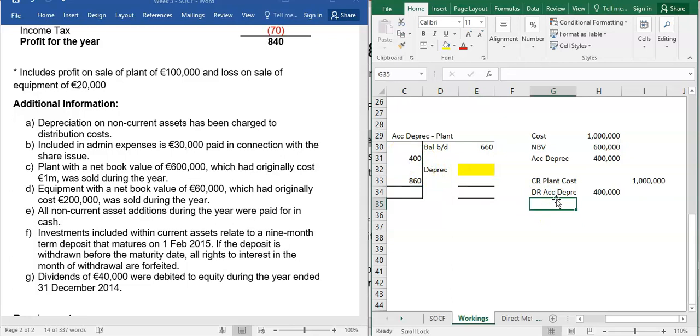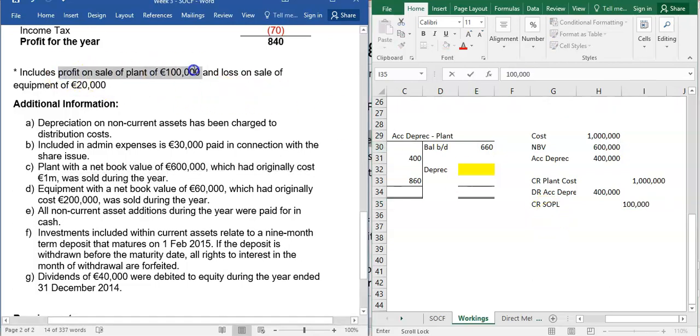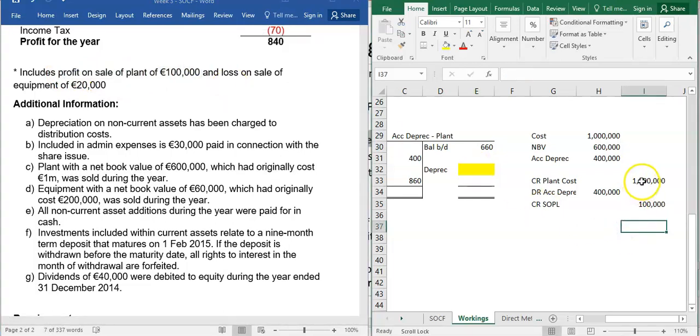You're going to be careful now, credit the SOPL, 100,000. And that's coming from the question. Profit on the sale of plant was 100,000. So by definition, they don't tell you what the disposal proceeds were, but it must be debit bank the balance, which in this case is 700.